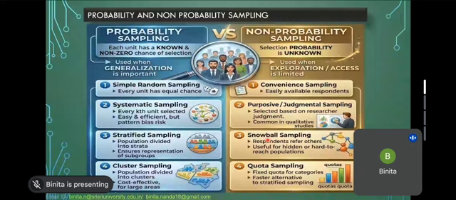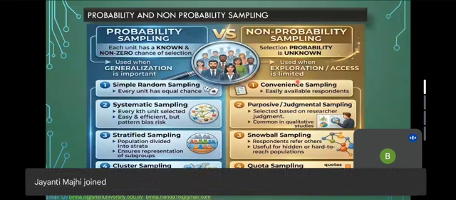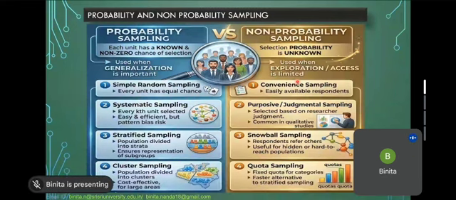Next, we will go to non-probability sampling. What is non-probability sampling? The probability is not known here. If you want to work on some responses, we can work on them mostly according to our convenience.